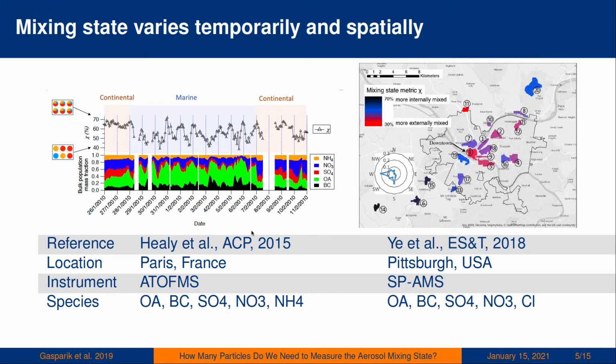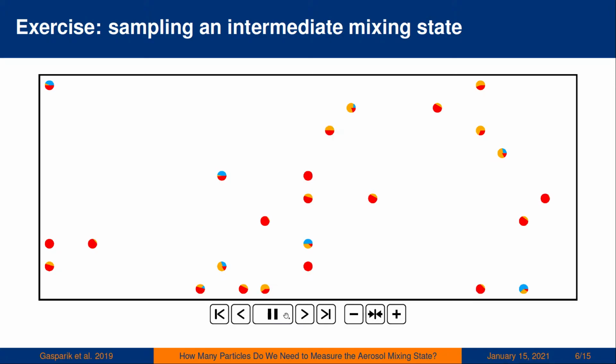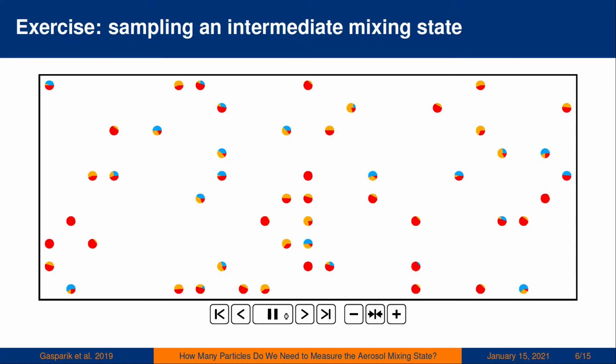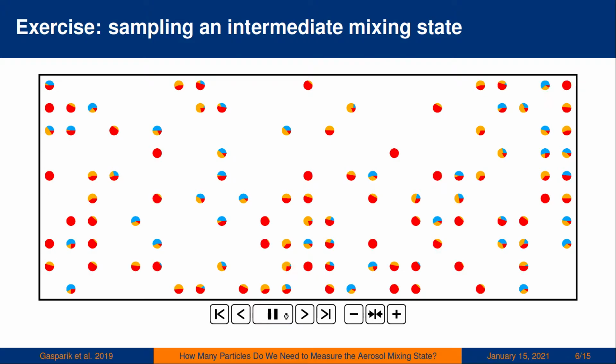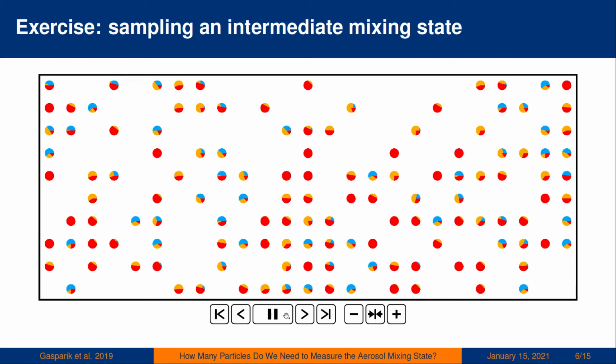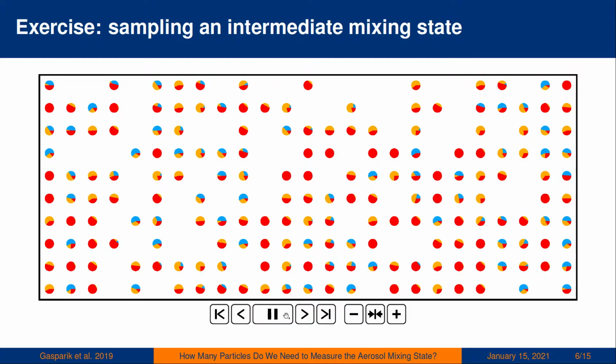So this gives us the idea that mixing state is very important. It's also varying spatially and temporally, so it creates quite a challenge. So what I want to do here is give you the idea of how difficult it is to get an idea of what mixing state looks like. I'm going to reveal a series of particles, and basically we can measure the bulk, but we don't really know what the mixing state of the entire particle population is with very few particles.